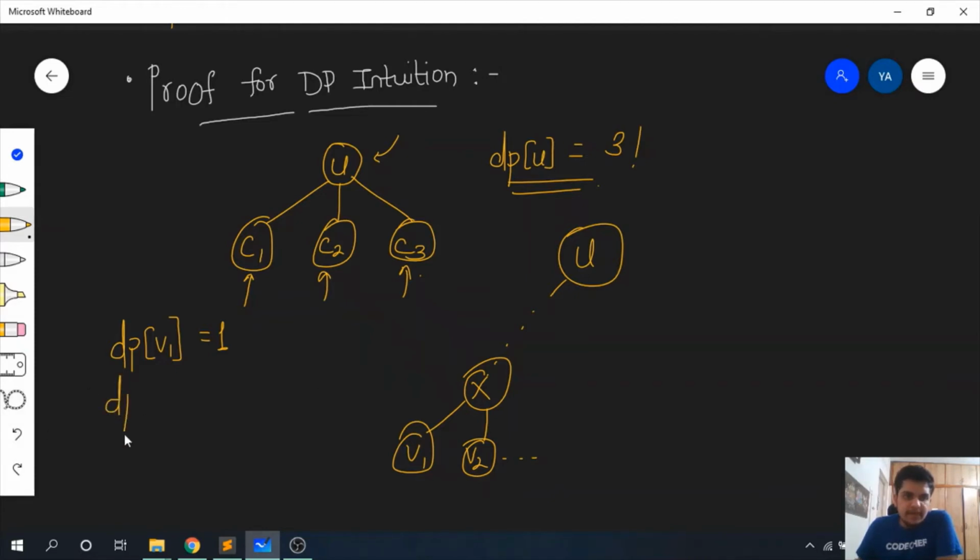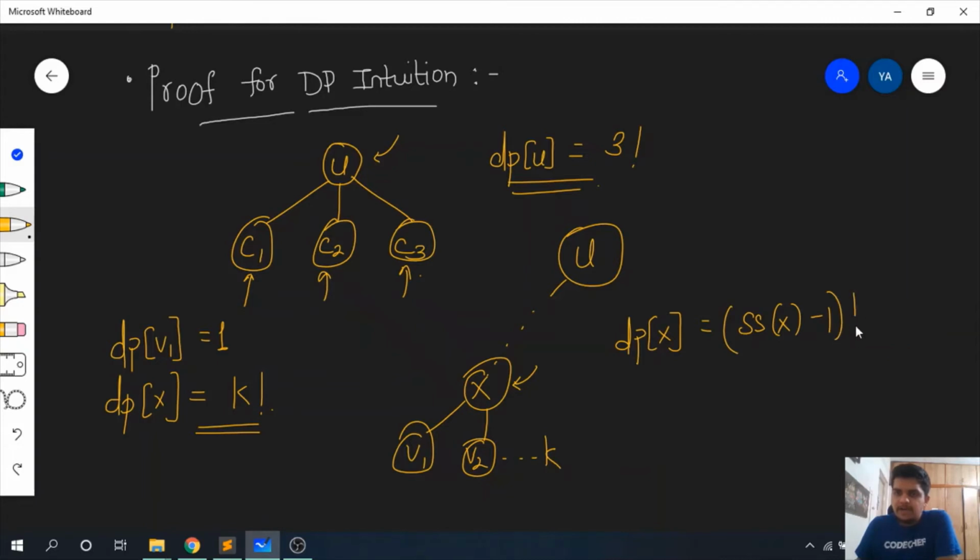So what is the dp of x? Let us say it has k children, so dp of x will be equal to k factorial. Now what is k exactly? The number of nodes in the subtree of x is k plus 1, because it includes the node x itself. So dp of x is equal to ss of x minus 1 factorial. This is our dp of x.